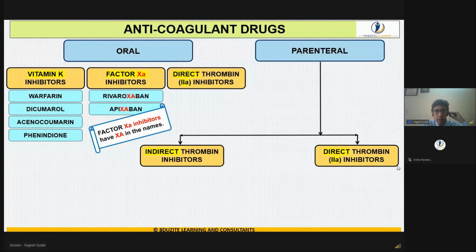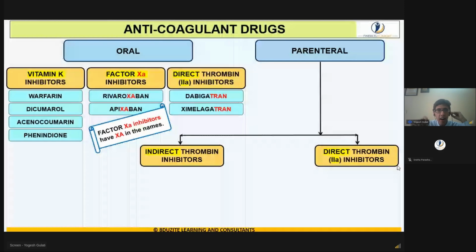Now moving to direct thrombin inhibitors, oral class. So we have two drugs again, important two drugs, dabigatran and ximelagatran. So now you will observe in the further groups that wherever you get TR in the name of the drugs, TR, these are thrombin.